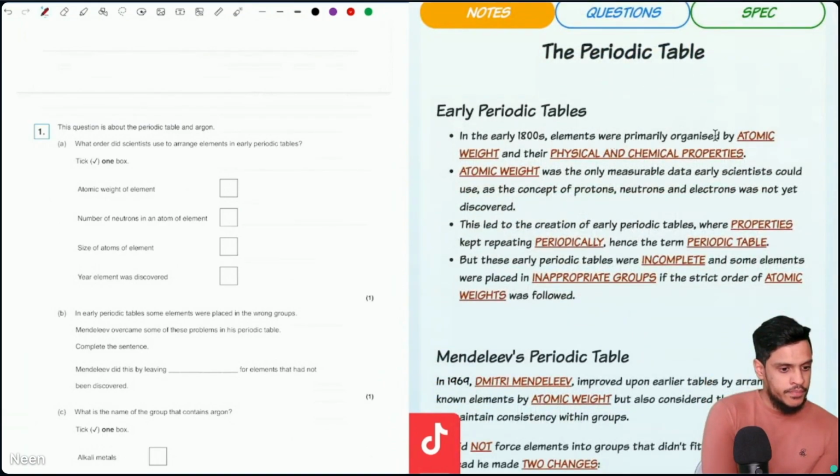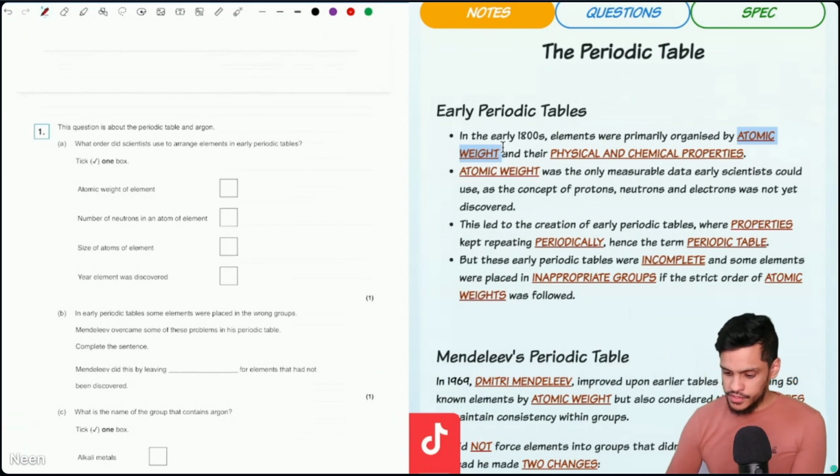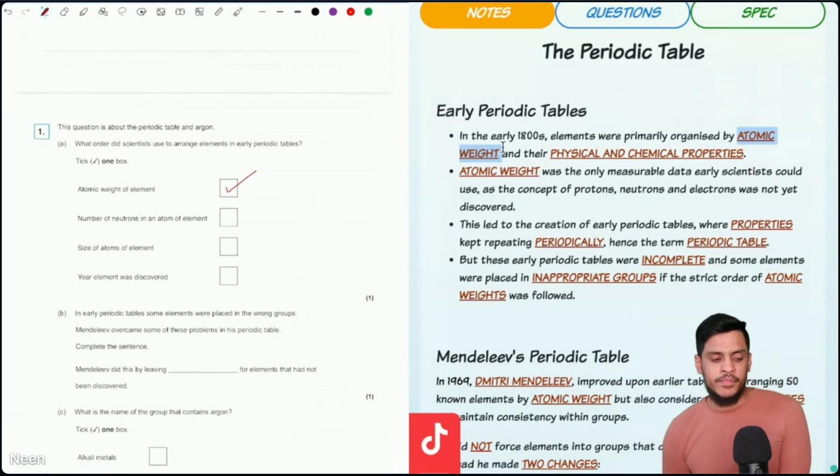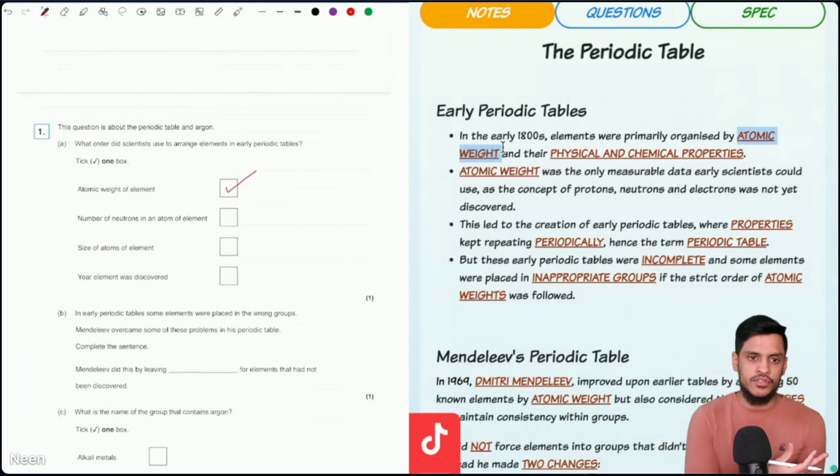So it says here, they were organized by atomic weight. So the answer for the first one is the atomic weight of the element. Back then, there was no concept of protons, neutrons, or electrons. So they had to use something that they didn't know about, which was basically mass. That's why they used atomic weight, and then they arranged all the elements in terms of that. So that's the first answer.